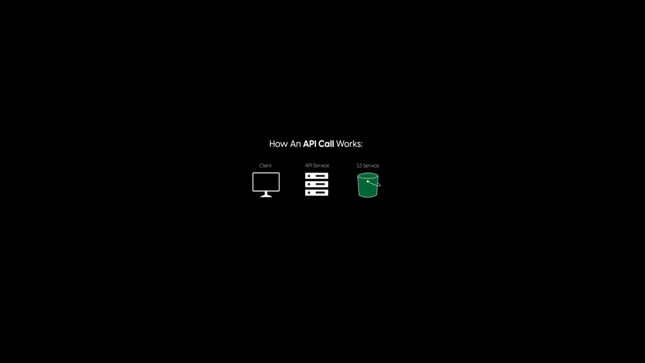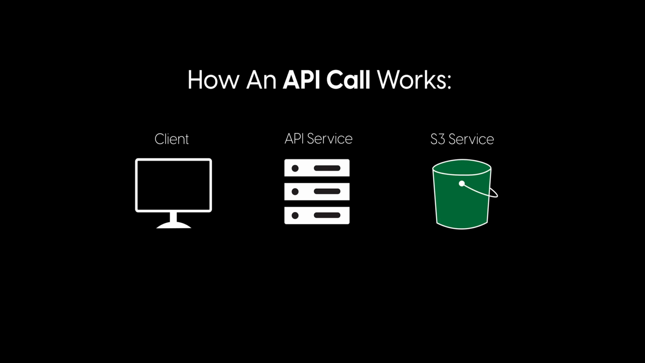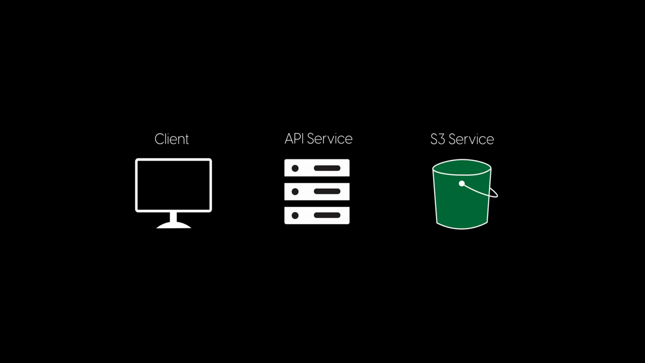API stands for Application Programming Interface, and it's a standardized way for two or more computer programs to communicate with each other. Let me explain how an API call works. When you make an API call in Cloud Shell, you can use the AWS CLI or a software development kit to make a request. In this instance, we're using AWS CLI.